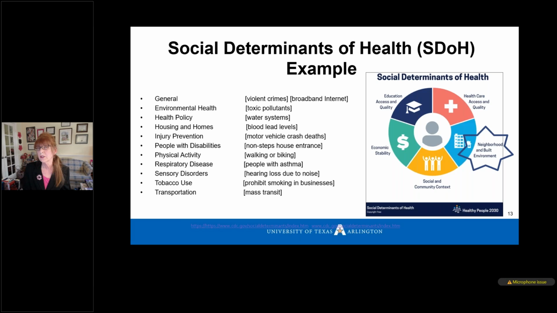And then another one is transportation. What mass transit goes in there? What is available to take the patients to their office visits? We're already finding out easily that this is something that's in need. Those are examples of the indicators that lead to the neighborhoods and built environments.